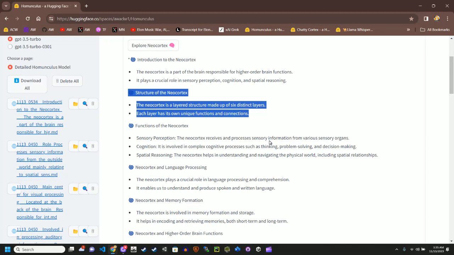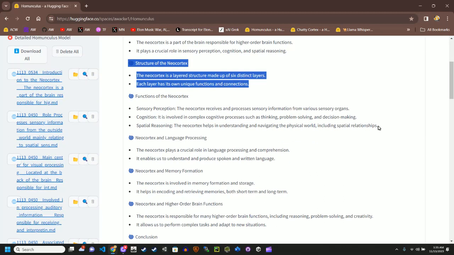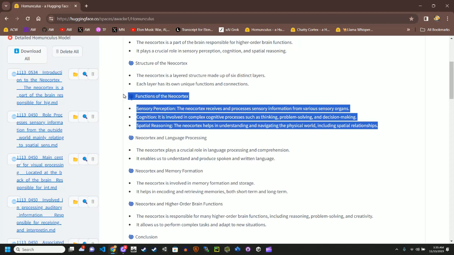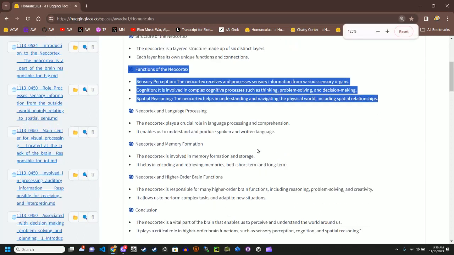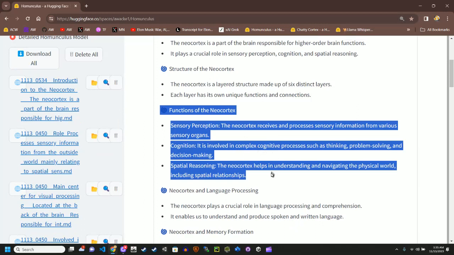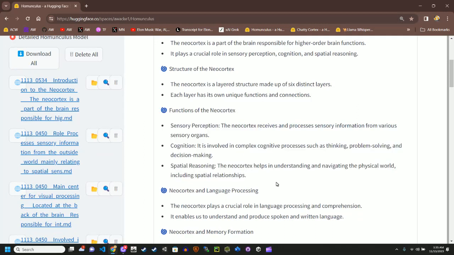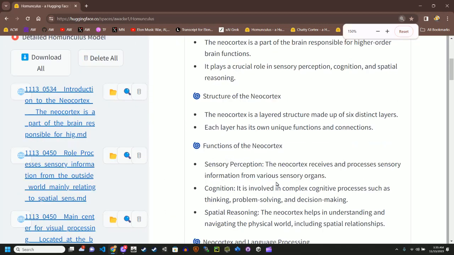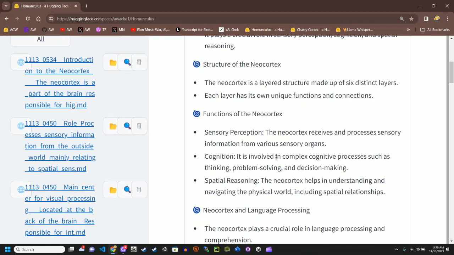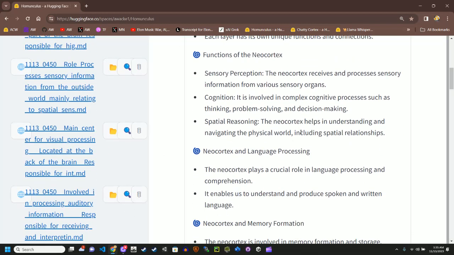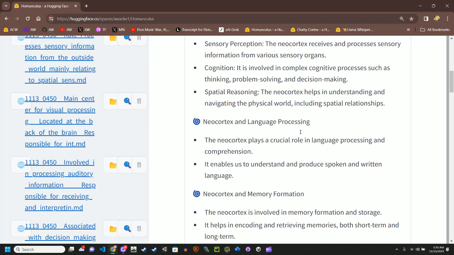Functions of the neocortex. Sensory perception: the neocortex receives and processes sensory information from various sensory organs. Cognition: it is involved in complex cognitive processes such as thinking, problem solving, and decision making. Spatial reasoning: the neocortex helps in understanding and navigating the physical world, including spatial relationships.